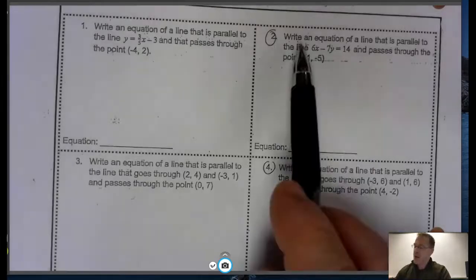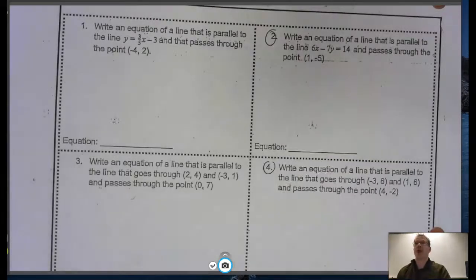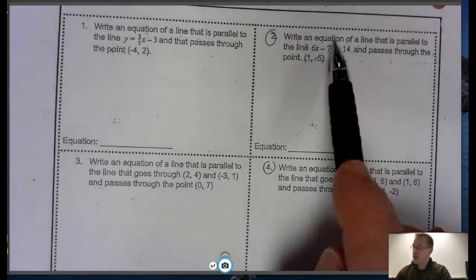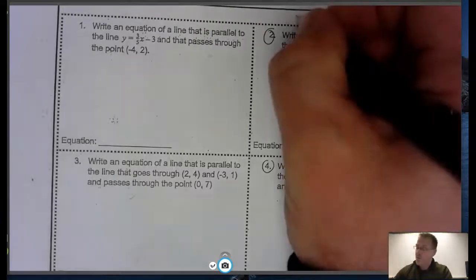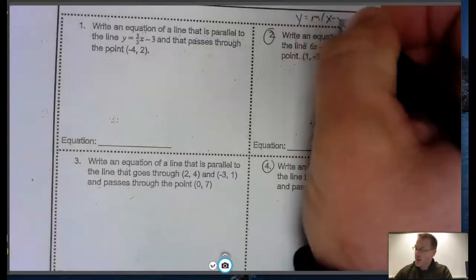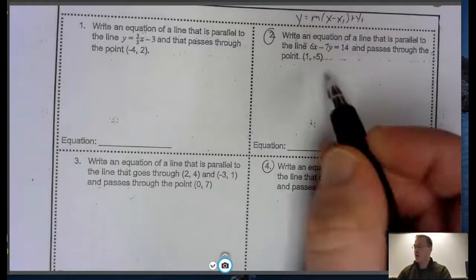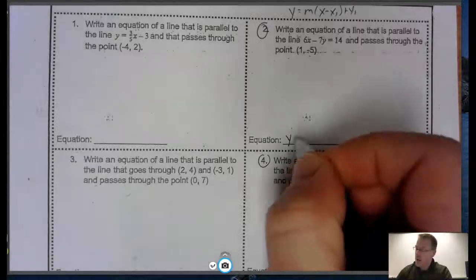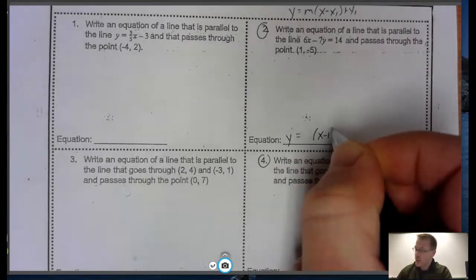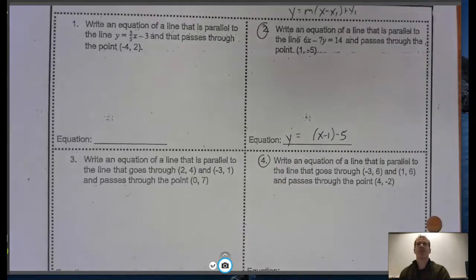All right, so now when I look at problem 2 here, write an equation of a line that is parallel to this line and passes through this point. Well, notice when we write our equation in point slope form, and I'll just write that right here, it already tells us the point. So we have to use the point that's given. So right away, I already know this has to be x minus 1 minus 5. So now the only thing that's missing is slope.